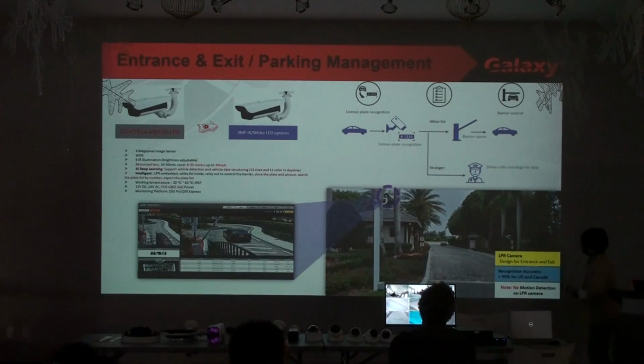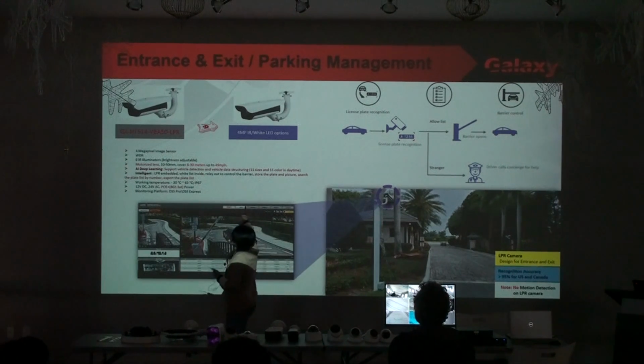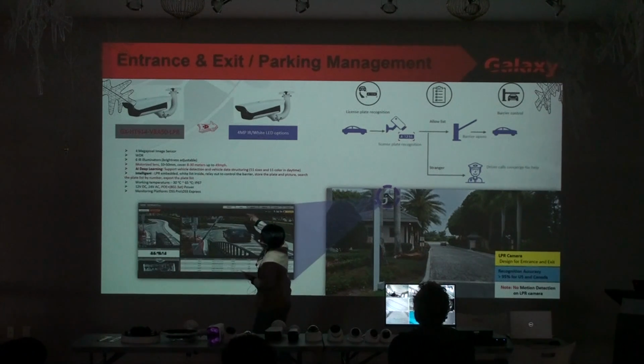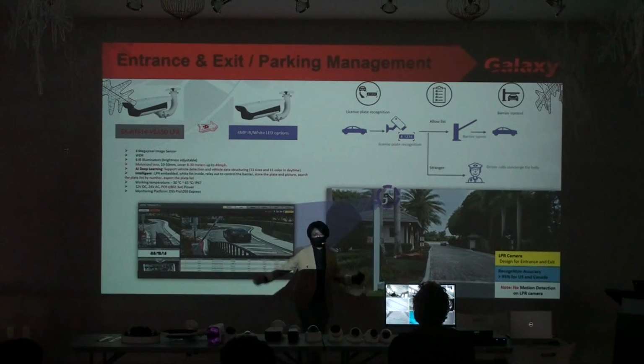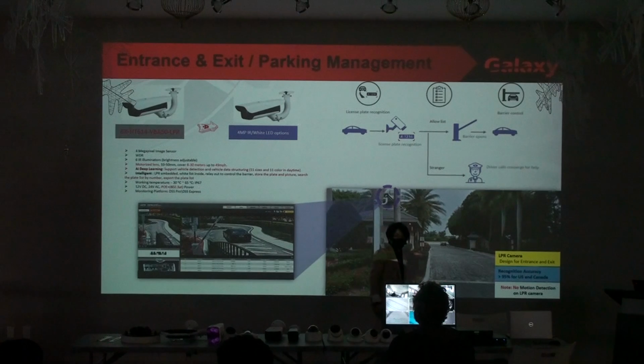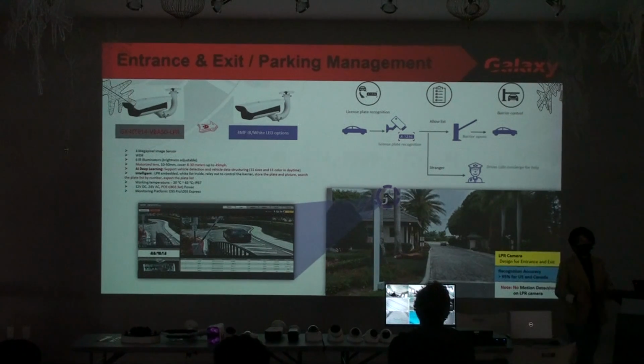So we have some features showing here. For the 4 megapixel, we can do 8 to 30 meters, a very wide range for the detection. And of course, the camera is autofocus, depending on your real scenario. You can do zoom and focus to exactly focus on the region you want to detect the vehicle and the license plate. It's pretty long range.